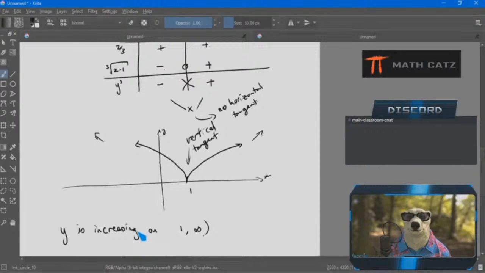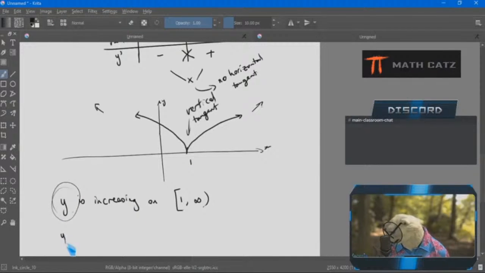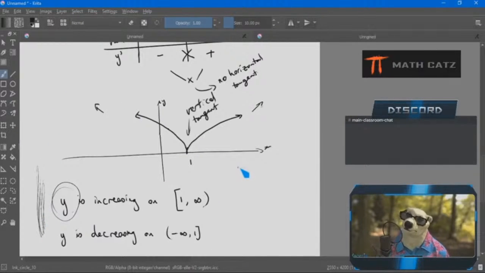I always want to make these intervals as big as possible. Even though the derivative is not defined, there is a point there. The graph is defined there. Include it. It's not about the derivative. It's about the function itself. And then y is decreasing on negative infinity to 1. Include it. If I compare any 2 points and 1 happens to be one of those 2 points, it's going down. It's part of that interval. So always write these sentences. I just forgot. Okay.